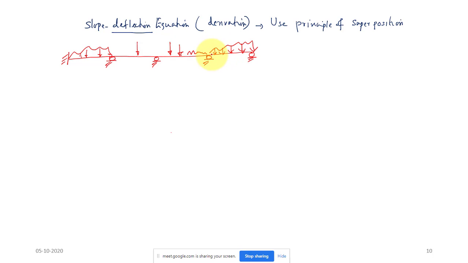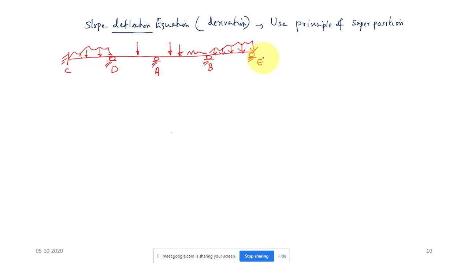Just for the derivation I am going to take only one span. I'll explain that. I am giving the names like this: this is AB, and maybe I will call the other points C, D, and E. So this is your beam, a continuous beam with some loading.